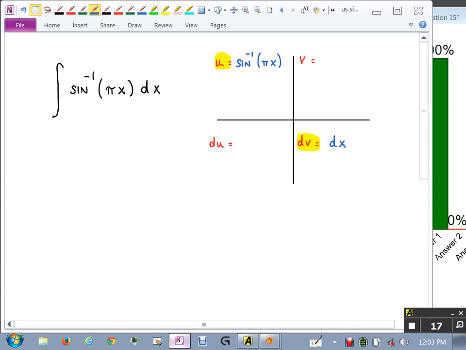And let me start with the dv first. Let me go up to v because that's the easiest part of this. The antiderivative of 1 dx is what? x. Just x. So in other words, the derivative of x is just dx or 1 dx.